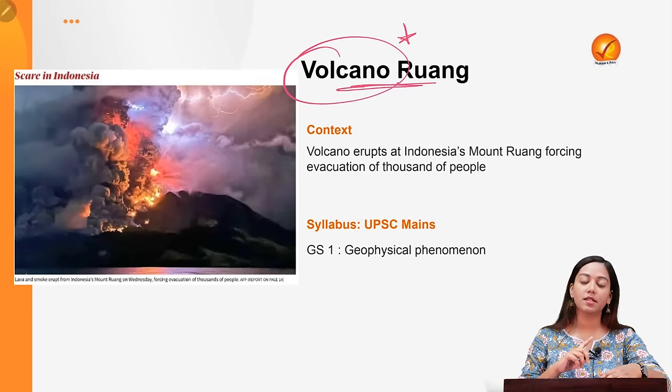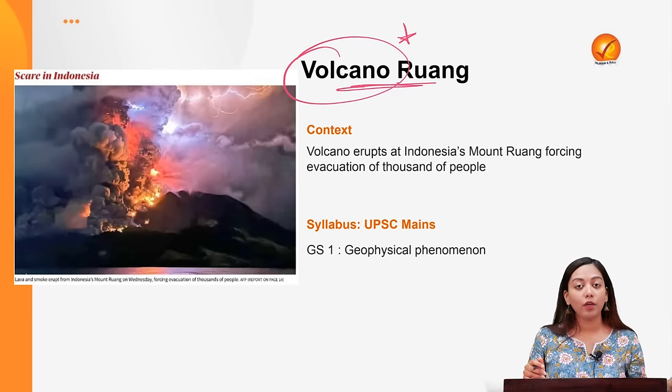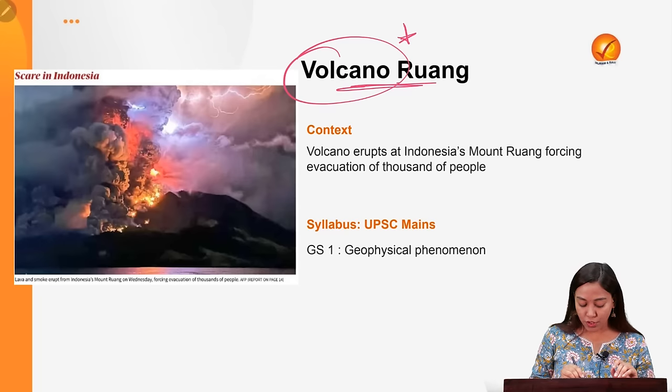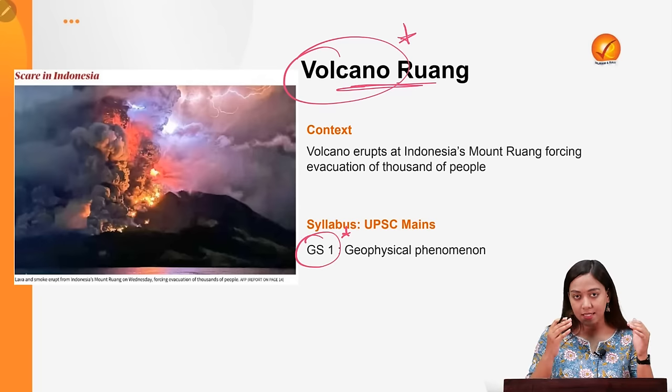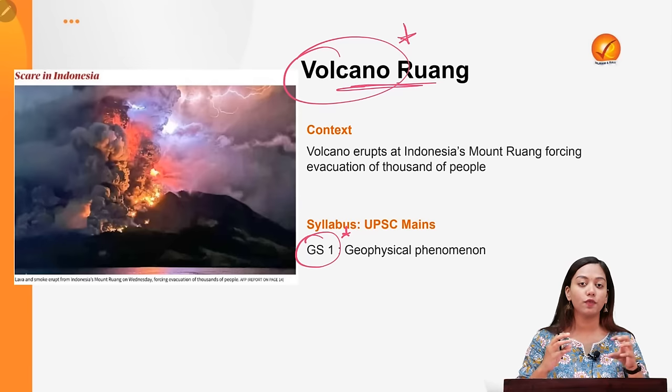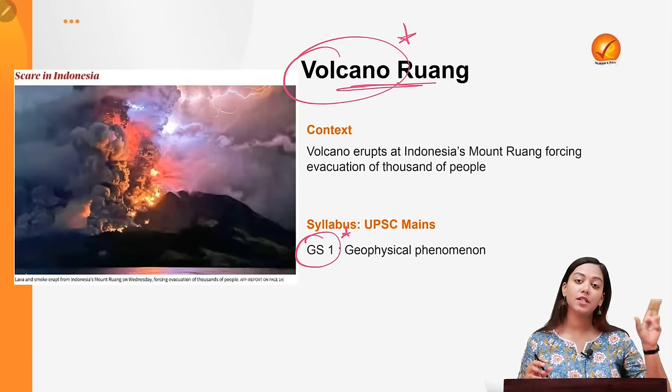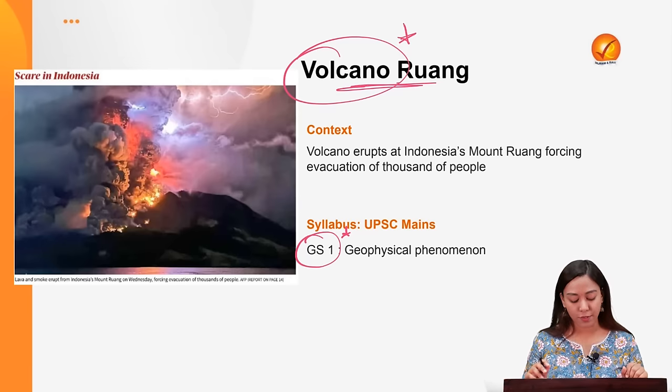In a previous Analyst, a few months back, we also covered the volcano Merapi of Indonesia, which is one of the deadliest volcanoes. And why is it that Indonesia sees a lot of volcanoes? We'll understand all of this. This pertains to the GS1 part of the syllabus, inside geography, where you have to read about geophysical phenomena, and also GS3, where we have to read about disaster management.